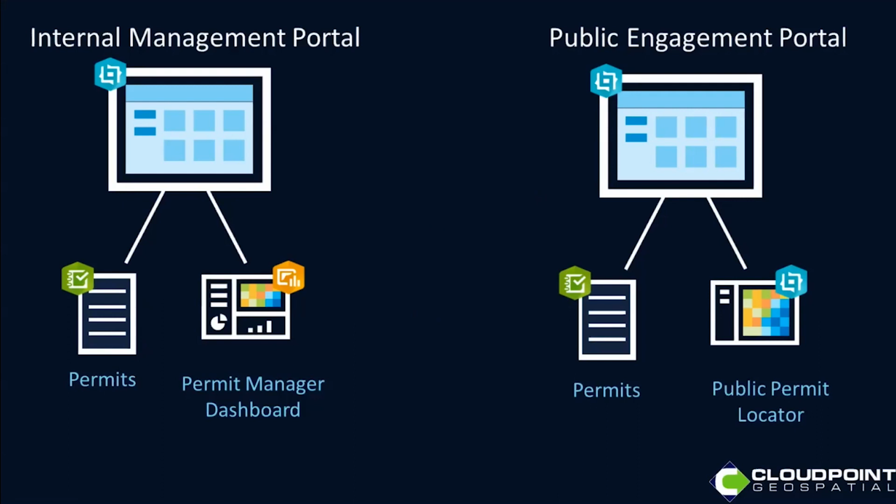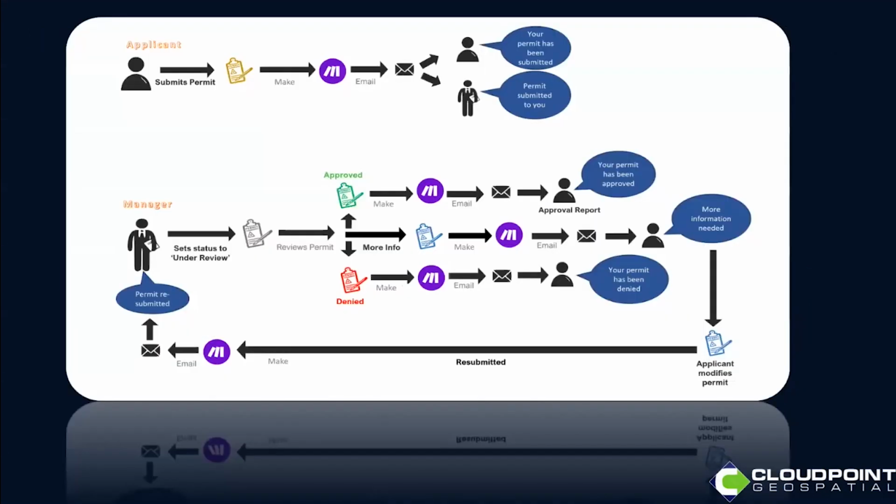Then we have the public engagement portal. Again, this is going to look like a lot more than permitting, but the idea is to have the public be able to fill out these permits and submit them. And then we have a basic public permit locator. We're going to be using Make for that facilitation of communication, but we also have this mapping application that allows the public to see the permits around the area, search for their name, view a pop-up with their status, and so forth.